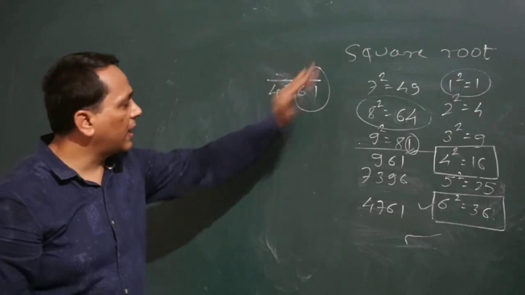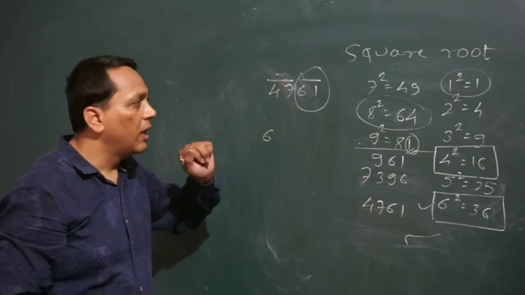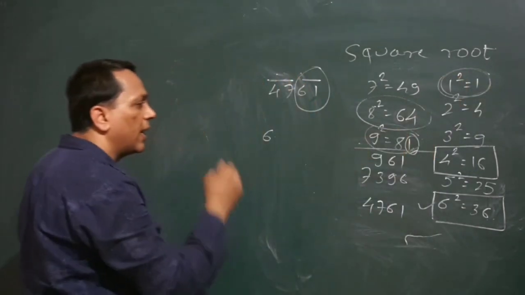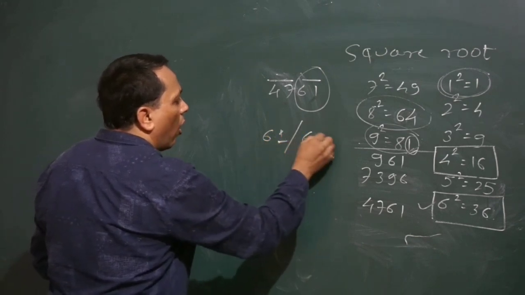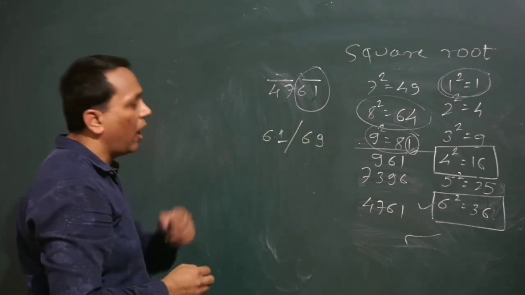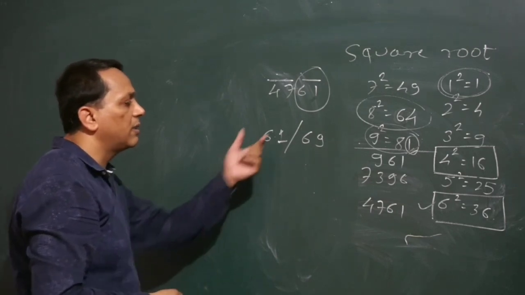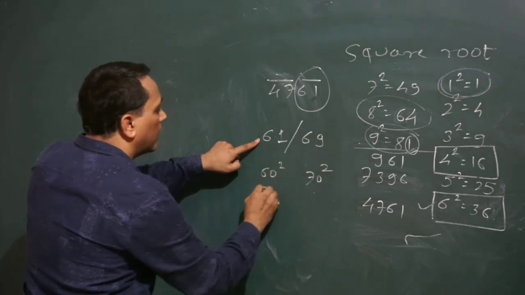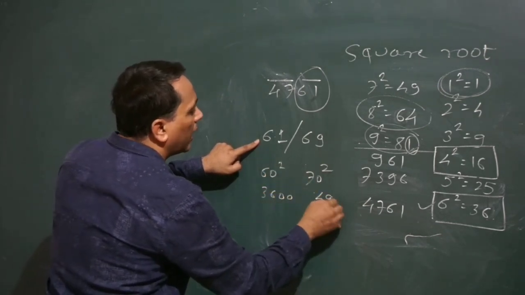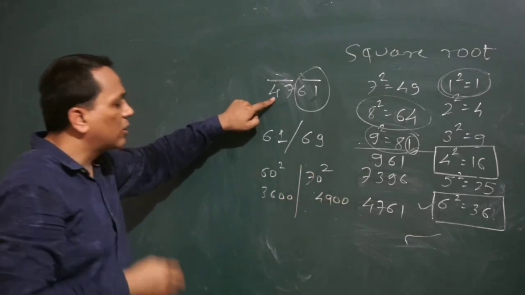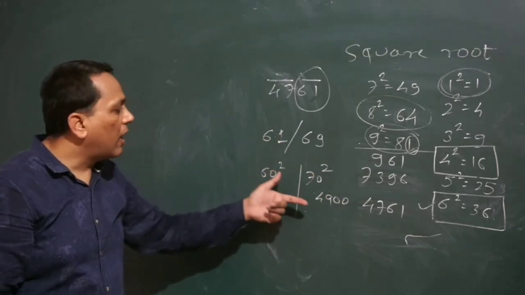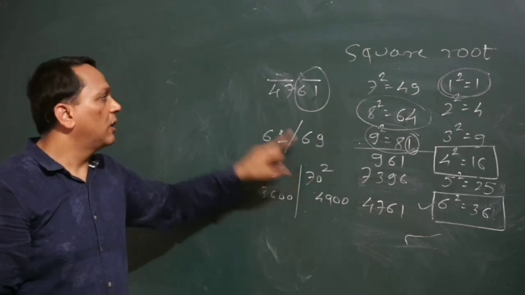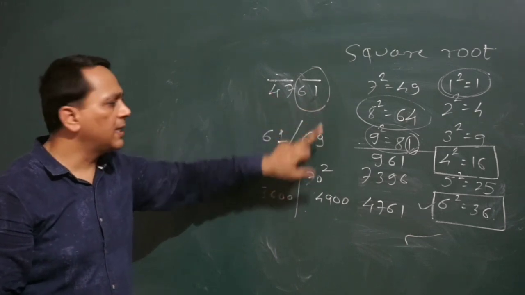Now 61 is our next group and the unit digit is 1. And 1 square is 1 and 9 square is 81. So again the units digit can be 1 or 9. Again, how to find which is the square root, 61 or 69? These numbers are between 60 and 70. We make the squares 3600 and 4900. This number is closer to 4900. So our answer will also be closer to 70. Hence the answer is going to be 69. Therefore the square root of 4761 is 69.